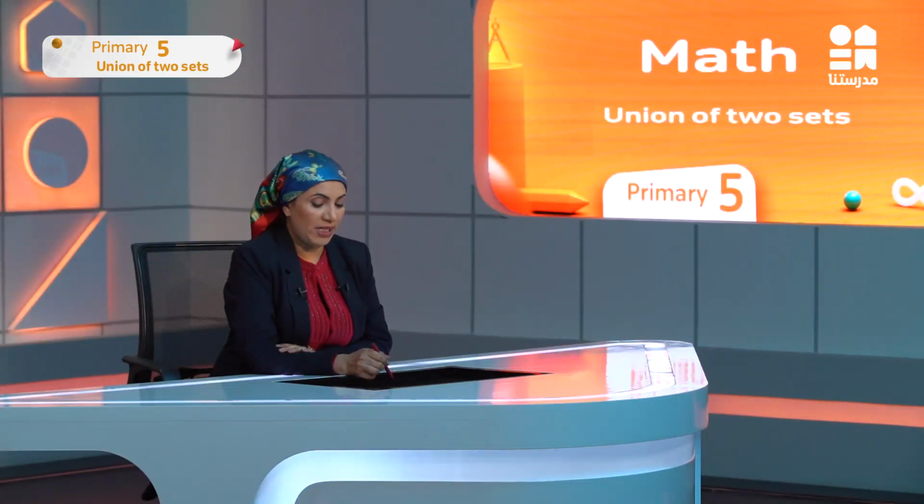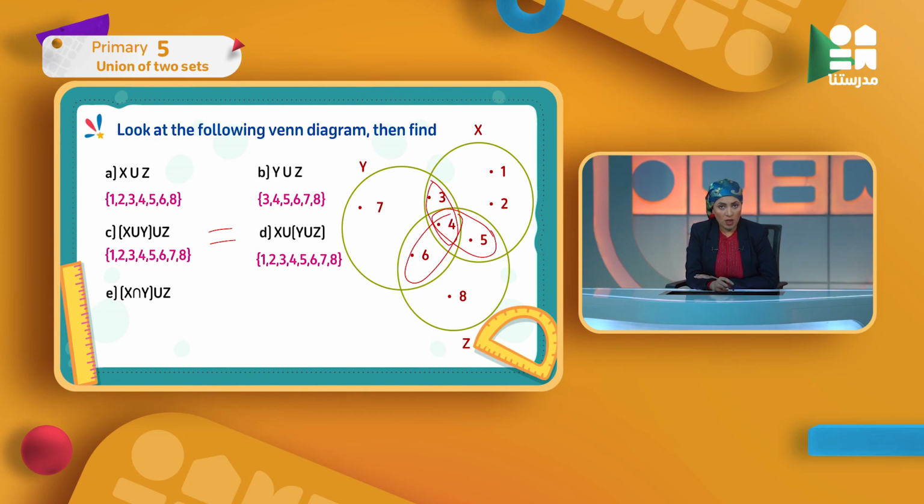Now let's move to letter E. X intersect Y union Z. Let's pay close attention in this one. X intersects Y in 3 and 4, okay? Then union Z: after I got the set of intersection, I see it union Z. The answer will be 3 4 5 6 8. That means all the elements of the intersection with the elements inside the set Z.